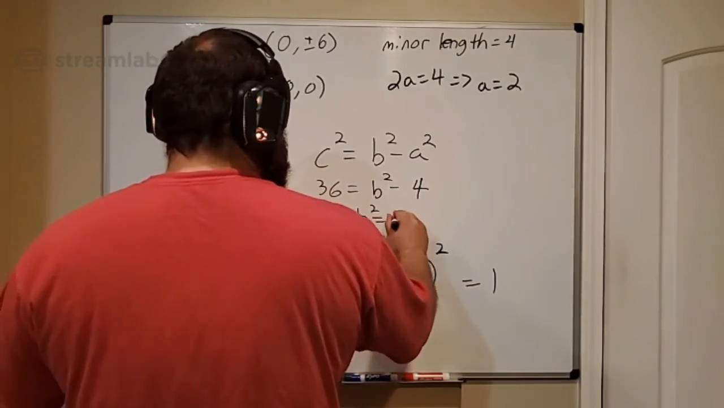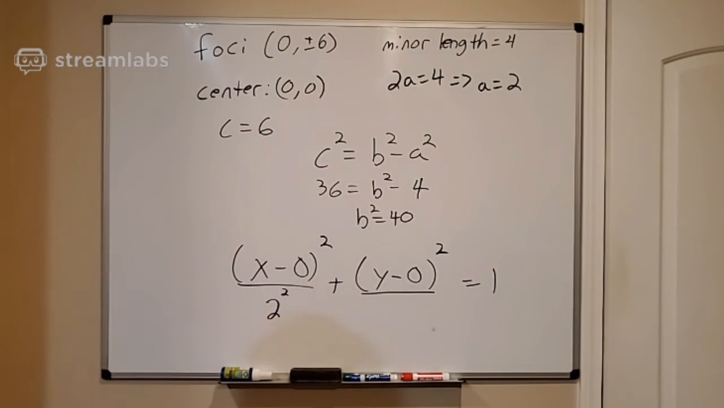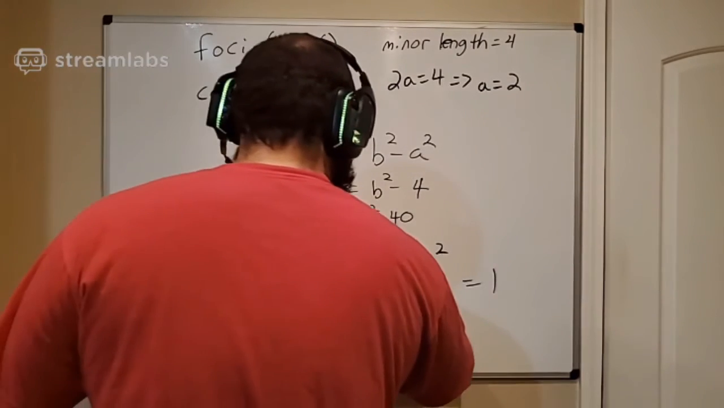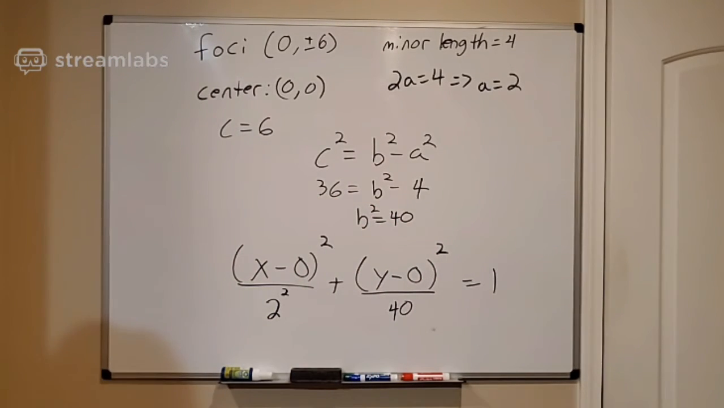Don't make the mistake that I see a lot of people make. I don't need to find the value for b. I just need b squared. So this will just be a value of 40. You can solve for b if you want to and simplify it and take the square root if they ask for it. This problem just wants the equation, which we have now written.